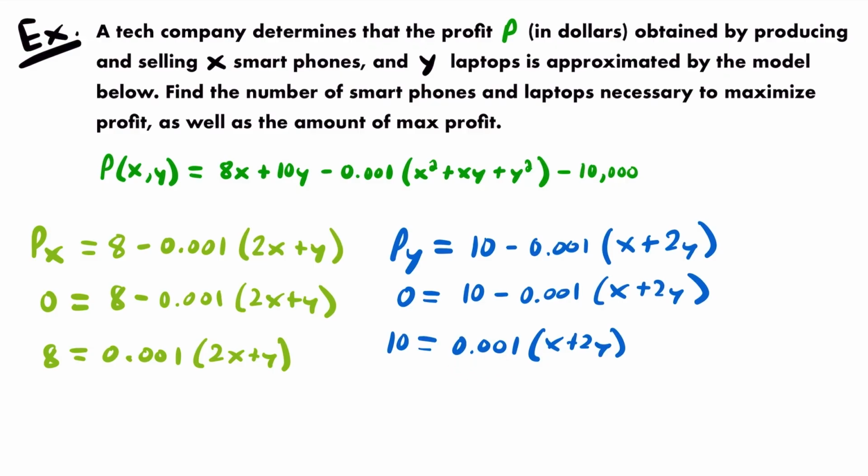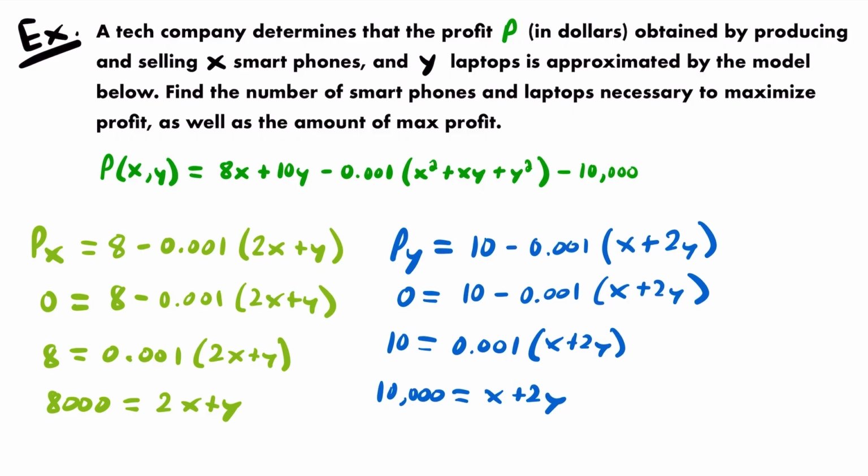Then, what I'm going to do for these two equations is divide both sides by 0.001, which is a thousandth. So if you divide 10 by a thousandth, you get 10,000, and 8 divided by a thousandth is 8,000. So we get 8,000 is equal to 2x plus y, and 10,000 is equal to x plus 2y. All right, and now these equations are in a nicer form for us to work with.